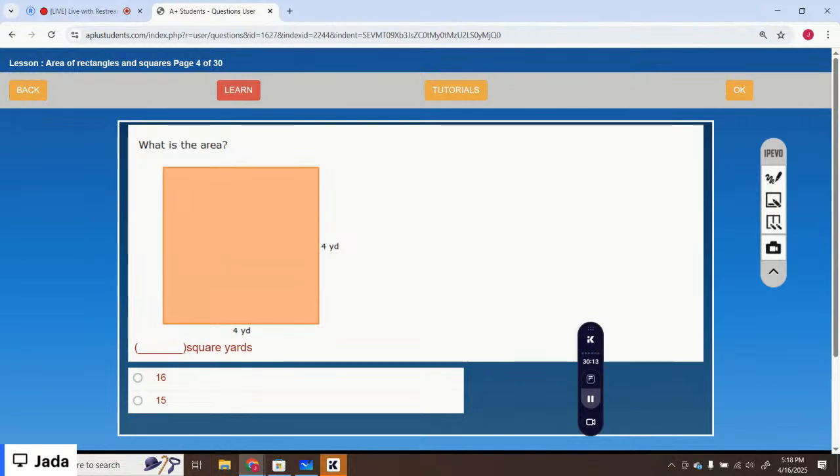What is the area? That is 4 times 4 is 16. Option number 1 is the correct option.